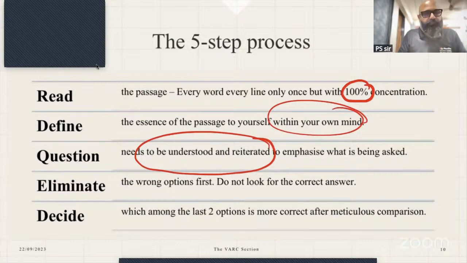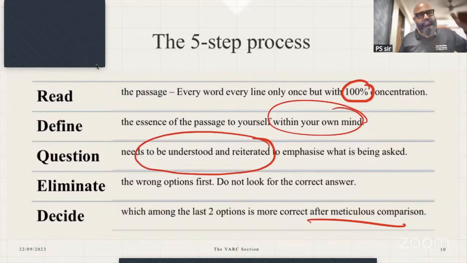Eliminate the wrong options first. Do not look for the correct answer, because if you go looking for the correct answer, you won't find one. Make sure you are very sure how to eliminate the options. And then for the last options is where you should devote your time. So these are the 5 steps: read properly, define what exactly the passage is, read the questions properly, eliminate the options, and then decide from the last 2 options.